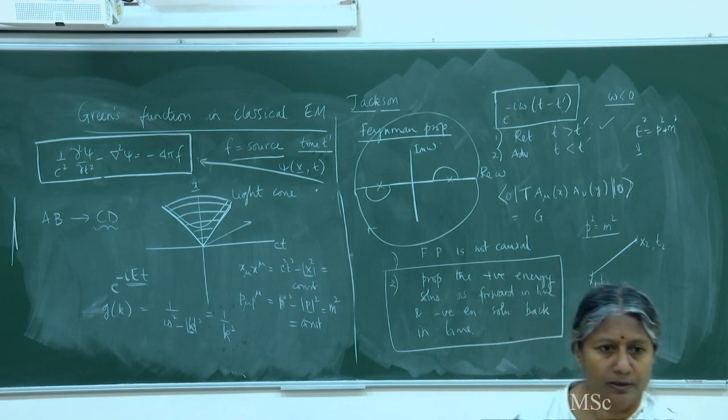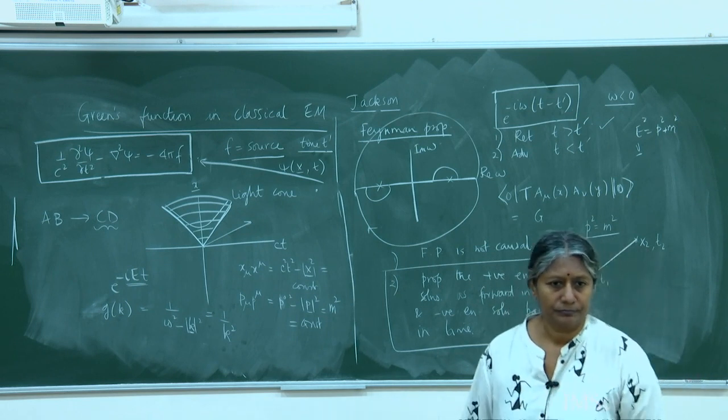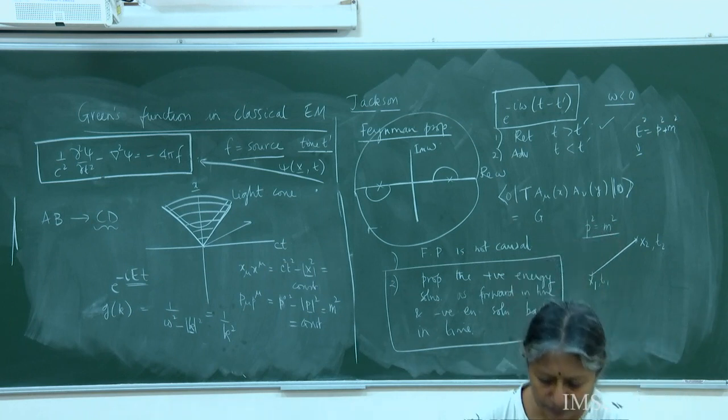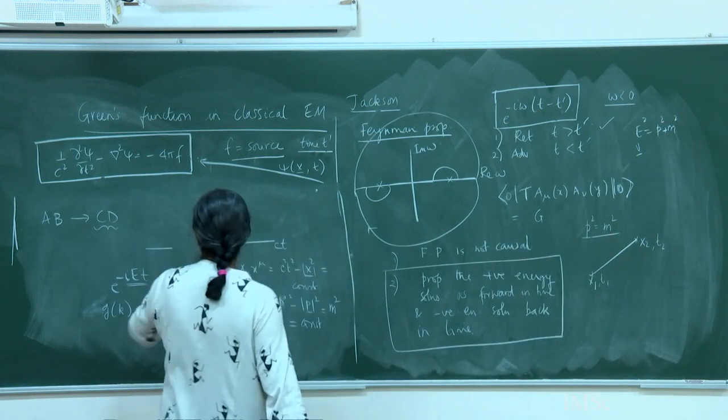Ma'am, we can write the Feynman propagator in the combination of these causal advanced and retarded. Yeah. Right?